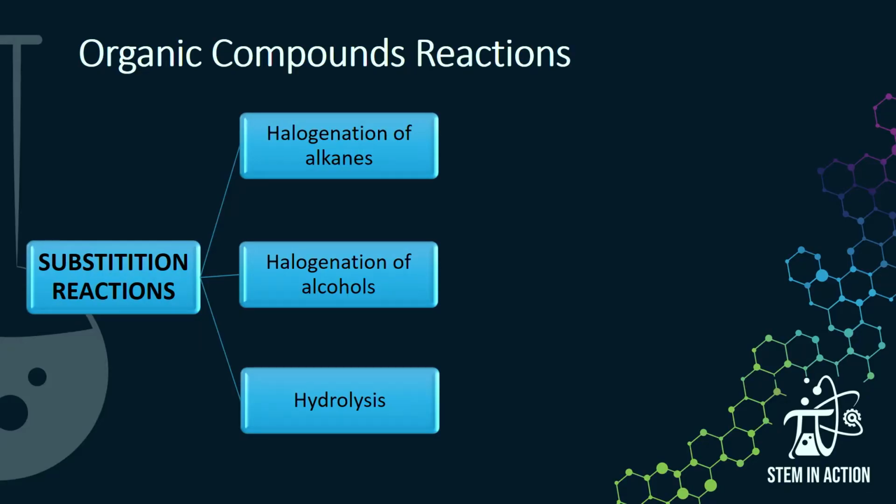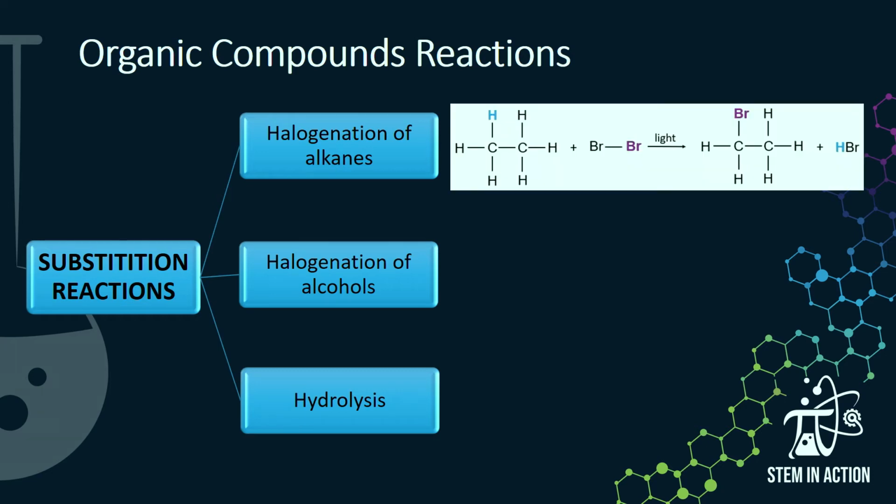So we're going to look at substitution reactions. The first one is going to be halogenation of alkanes. So here we've got a reaction of ethene reacting with bromine. And this reaction is done under UV light. So you've got those three steps: initiation, propagation, and termination. And in this case, we are simply substituting our hydrogen with a Br, and we also get a byproduct, which is going to be HBr.